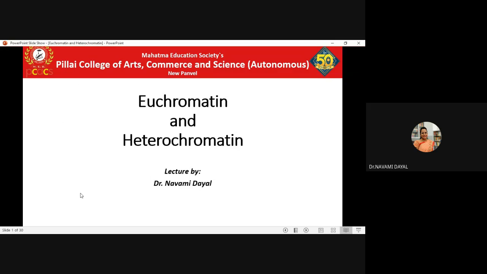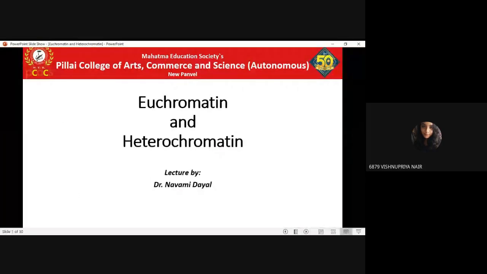Ma'am, in euchromatin, the chromatin fibers are loosely condensed, whereas in heterochromatin, they are densely condensed. Very good. So euchromatin is that part of the chromosome wherein the region, that particular area, is less condensed, so it is loose enough. And heterochromatin is that part of the chromosome which is very tightly condensed.